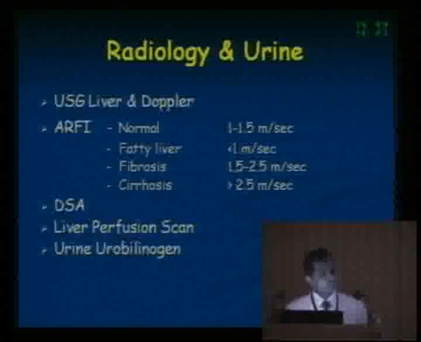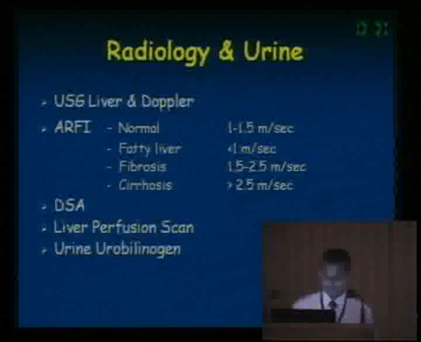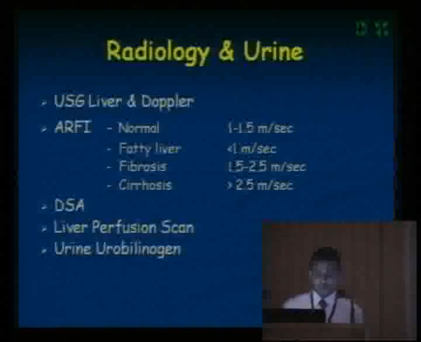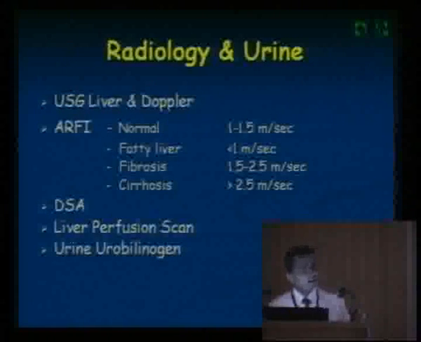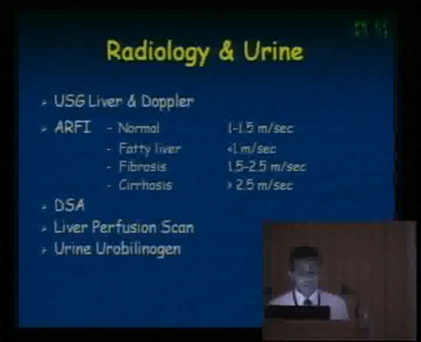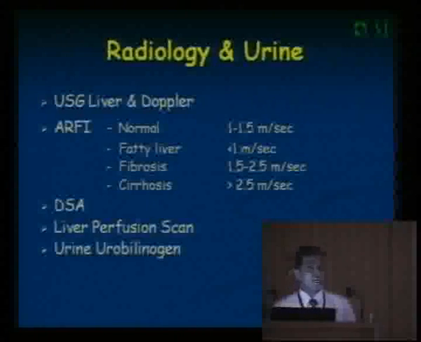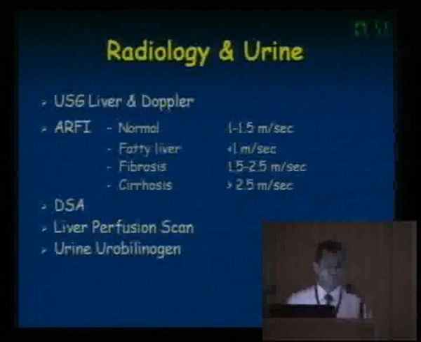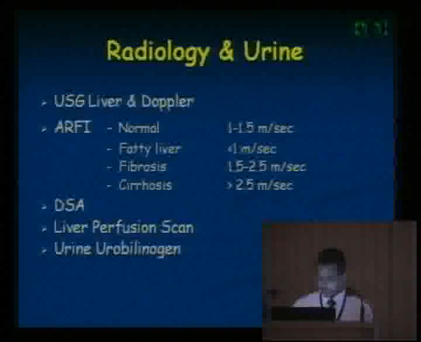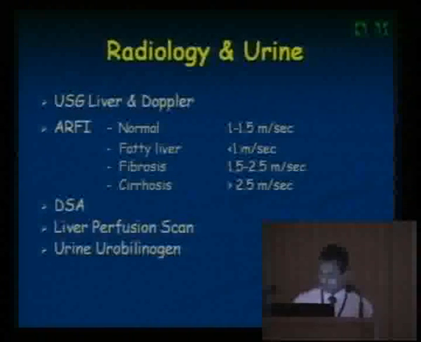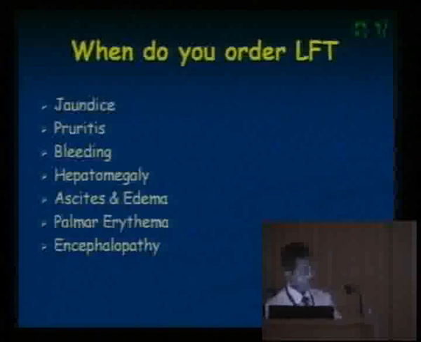DSA can tell you the site of obstruction and even the pressure in the portal venous system. High resolution CT scans can show localized hyperperfused or hypoperfused tissues in the liver. And urine analysis is done in direct hyperbilirubinemia.